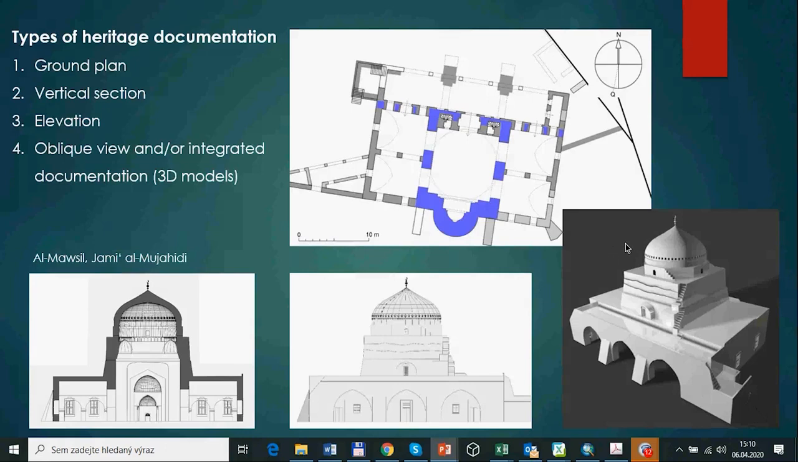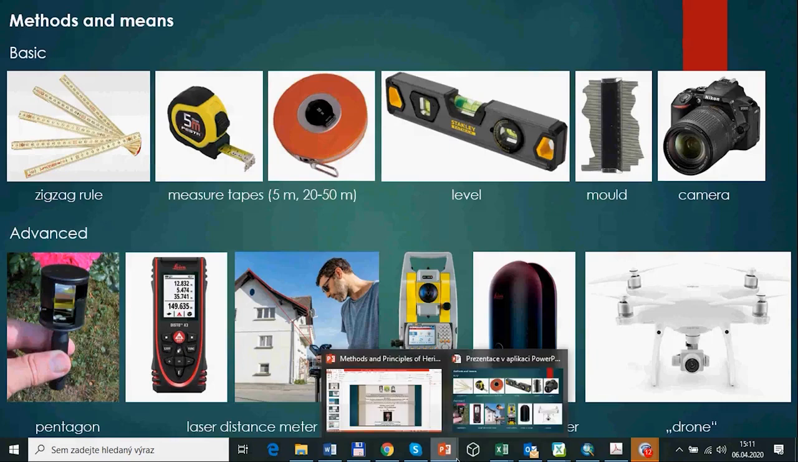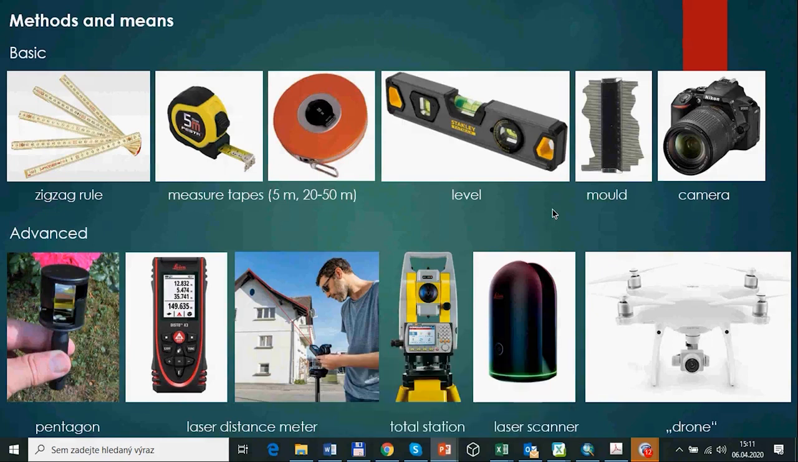In general, the types of heritage documentation are very similar to standard architectural documentation. We are using ground plans, as you can see here, a ground plan of Jami al-Mujahidi in Al-Mosul. We are using vertical sections, either longitudinal or transversal. We are using elevations and also oblique views, which might be simply a photograph or a perspective drawing, and also 3D models, which is a kind of integrated documentation.